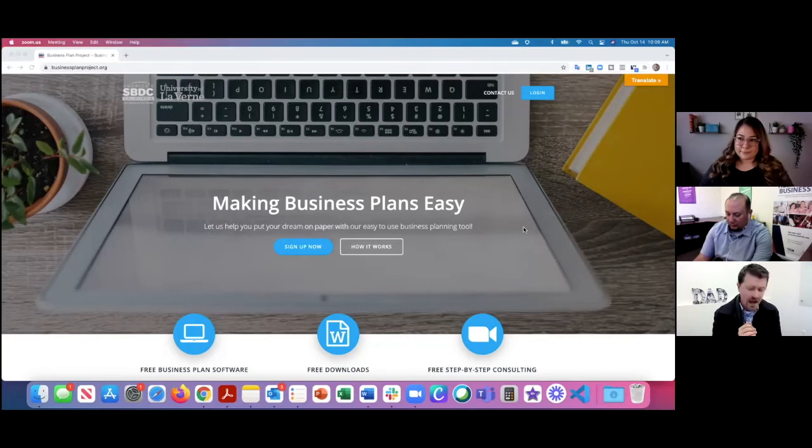But what we're looking at here today, let's just get right into it, shall we? I like to get to it. We're looking at this website that we've created. It's located at businessplanproject.org. This is the tool we're going to be going over today. And the first thing going through your mind is probably, how do I get access to this tool? Because we have, you can contact us or log in.